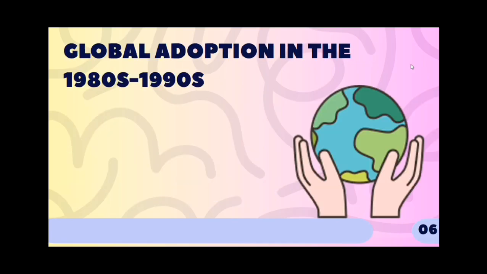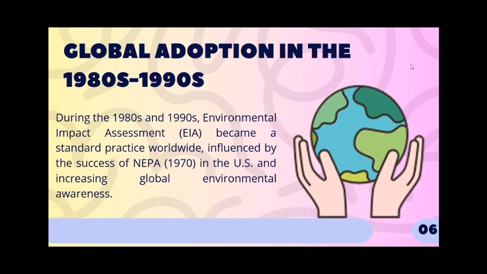So now we have the global adoption in the 1980s to 1990s. So during the 1980s and 1990s, environmental impact assessment became a standard practice worldwide, influenced by the success of NEPA in 1970 in the US and increasing global environmental awareness. Organizations and countries started to implement laws requiring EIAs to assess environmental effects of major projects before approval.